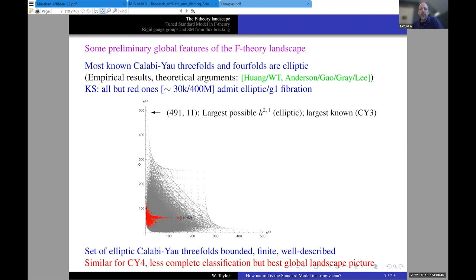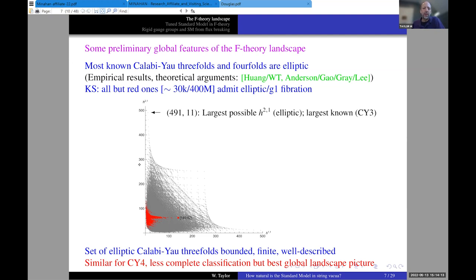But the point I really want to emphasize, in the context of this vision of Mike's from a couple decades ago of systematically doing statistics on the string landscape, is that the F-theory landscape of elliptic Calabi-Yau fourfolds is under better control. Even though it's complicated and we don't have full control over it, we have a better sense of what the global picture of that landscape looks like, and in particular, how all these different vacua are connected.